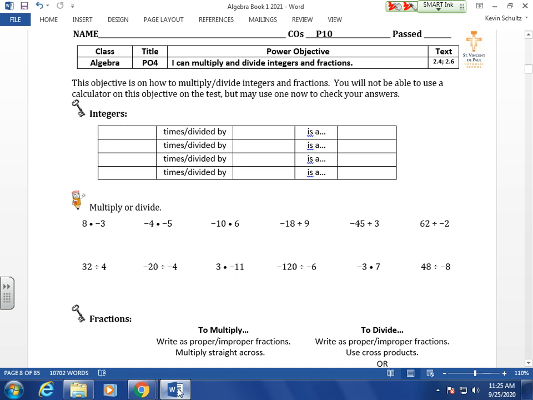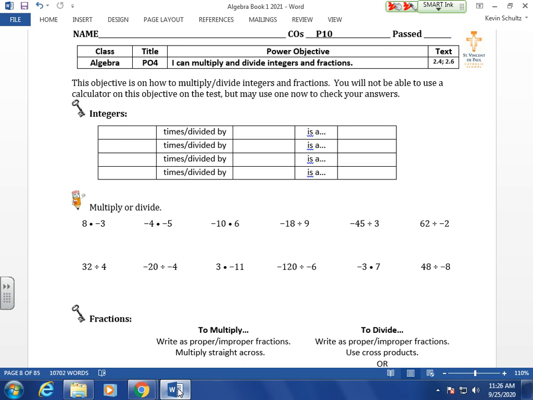Good day in algebra. We're coming to PO4, power objective number 4: I can multiply and divide integers and fractions. And here's the nice thing that's going to become a common theme as we move through algebra. You'll actually start to like multiplying and dividing things more than adding and subtracting things. Just trust me on that.